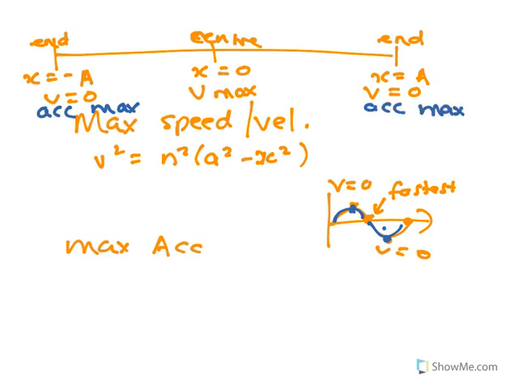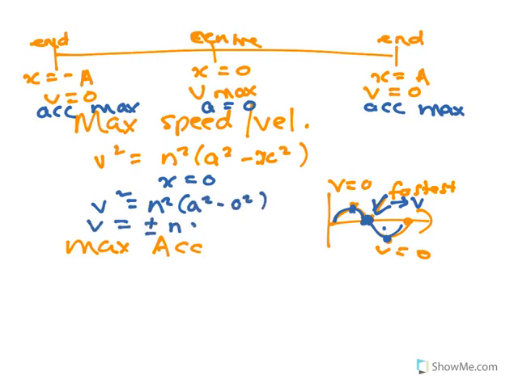And the acceleration is equal to 0 just here at the centre, because that's where it's going the fastest, and the fastest is talking about v. The derivative of v is acceleration, so when the derivative of velocity equals 0, it is going its fastest. So at the centre, if x equals 0, v squared equals n squared a squared minus 0 squared. So v is plus or minus na.